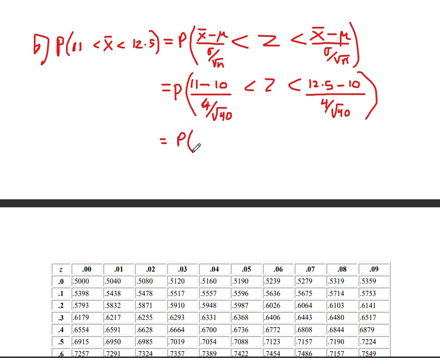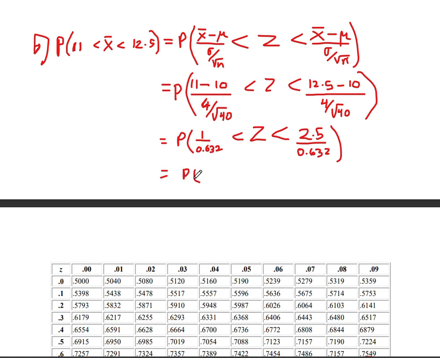Now let us simplify. This is going to be 1 divided by 0.632, because that's 11 minus 10 there. 1 divided by 0.632. Then on the other side, this will be 2.5 divided by 0.632. I'll close that bracket and let us simplify further now. When we divide 1 by 0.632, that is going to give us 1.58.